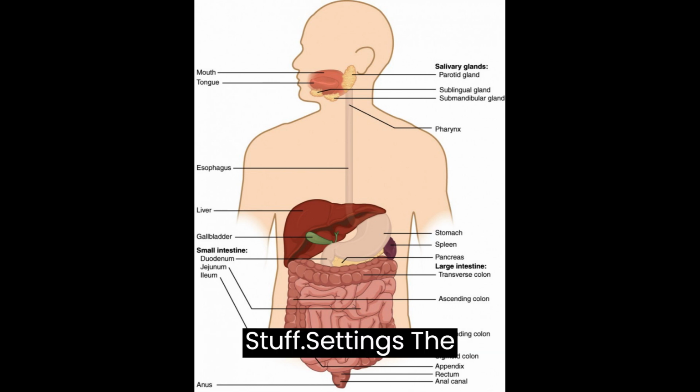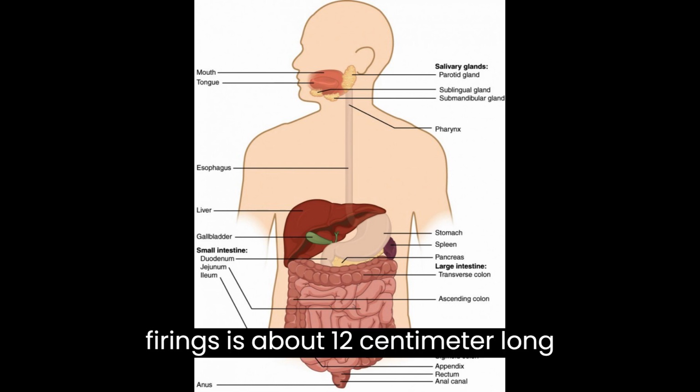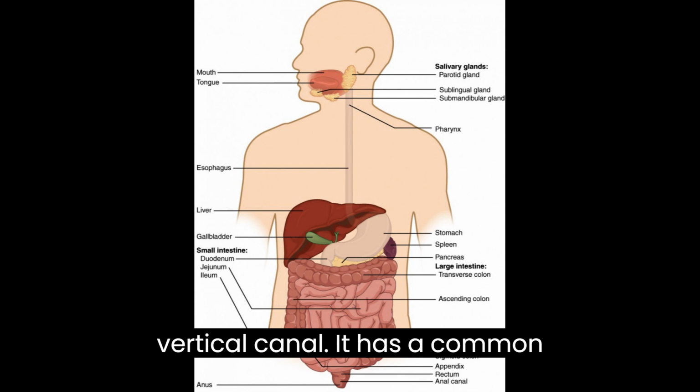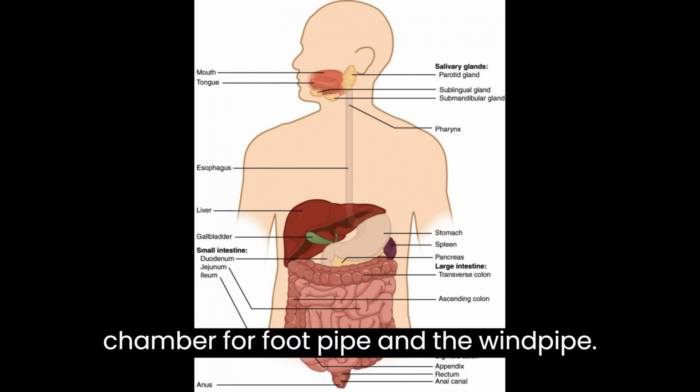Next is the pharynx. The pharynx is about a 12 cm long vertical canal. It has a common chamber for the food pipe and the windpipe.